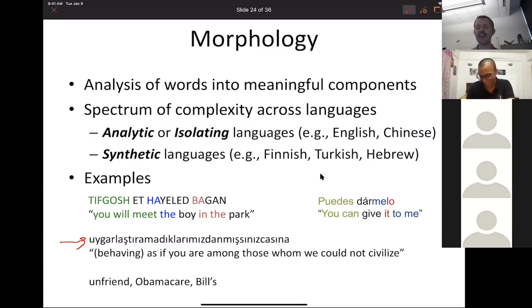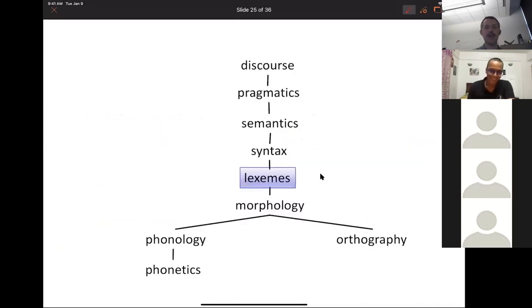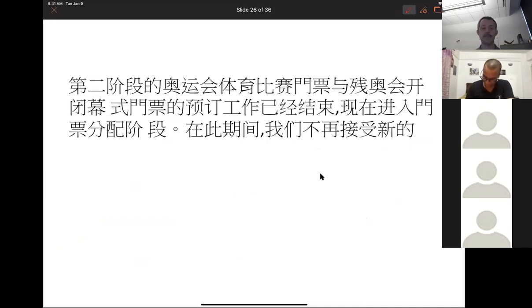But there's nothing funny about morphology. Just kidding. So then we've got lexemes, the lexicon.